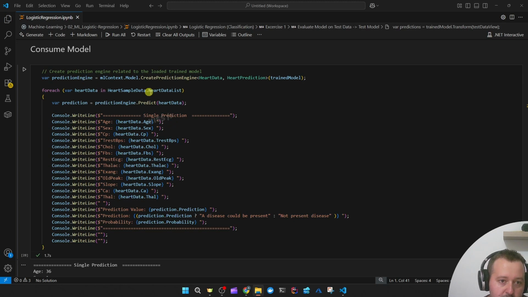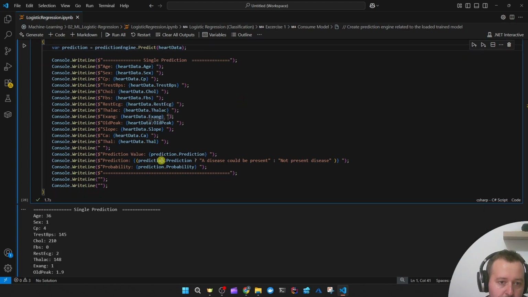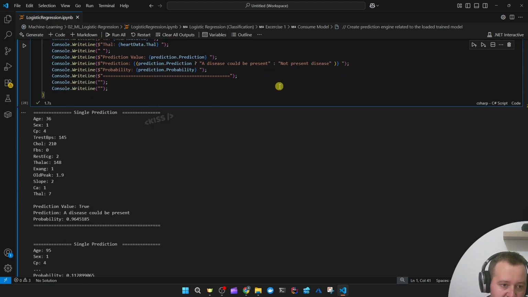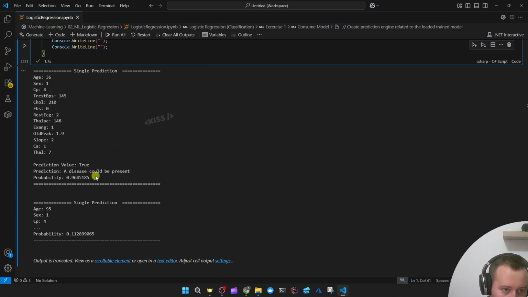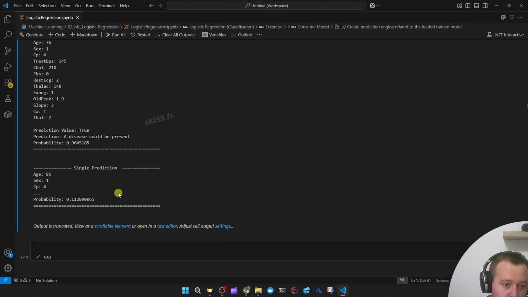And then we're just going to predict on those sample data that I had above. So just looping over all that static sample data and trying to make a prediction for each. So predicting based on new values, just listing the features and then listing the outcome. It is true or false that a disease could be present, and the probability value score. So the first one, prediction value true, so it's likely a disease could be present with 96%. That's a high probability.